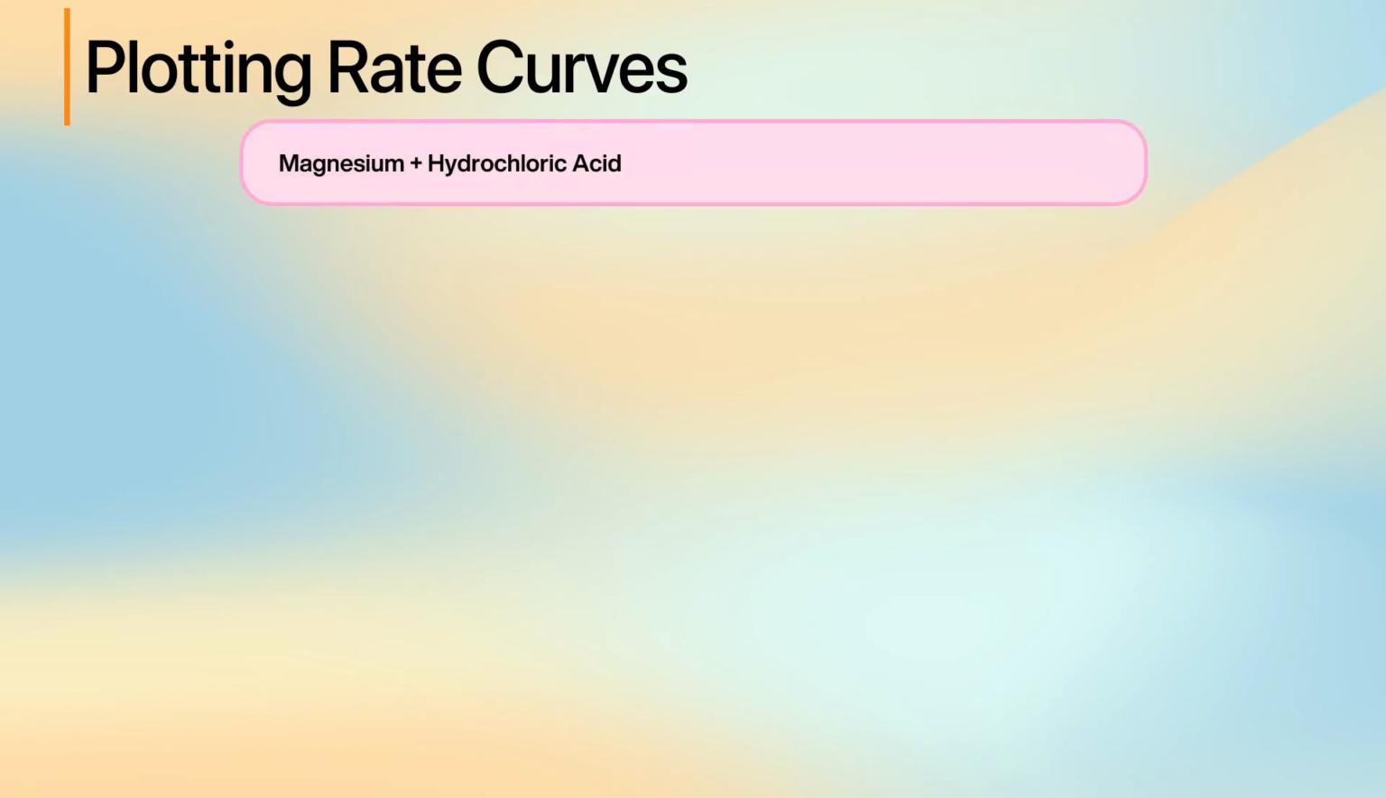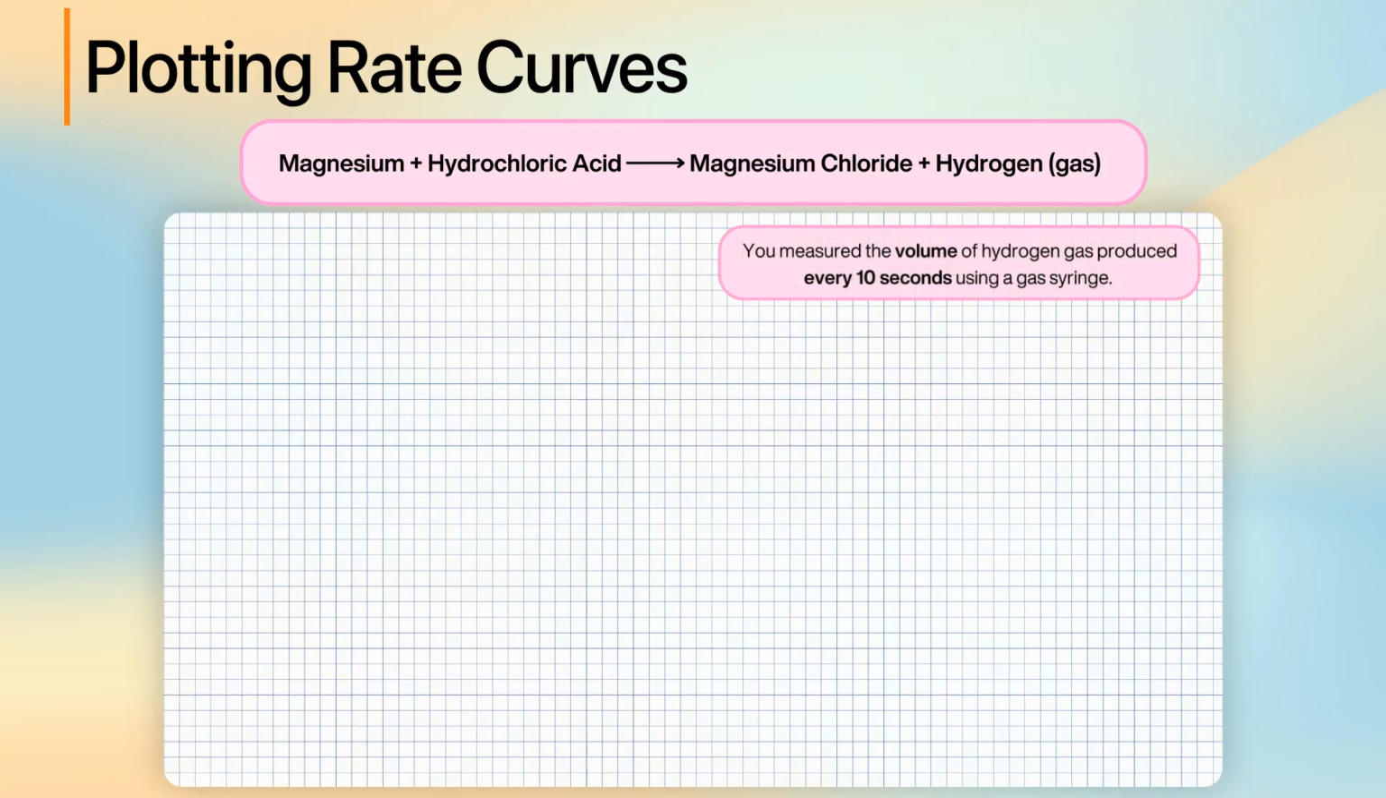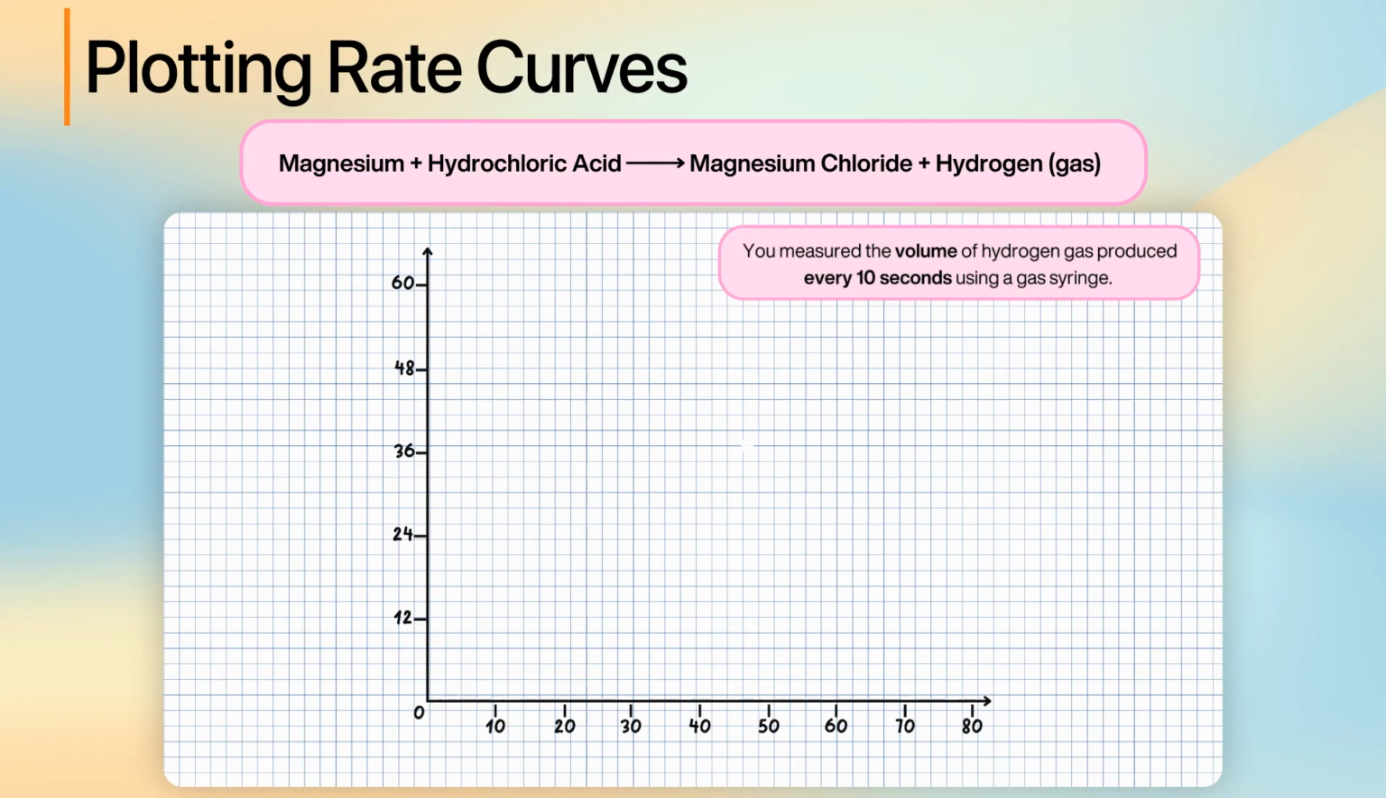For example, suppose you carried out a reaction between magnesium and hydrochloric acid, where magnesium reacts to form magnesium chloride and hydrogen gas. You measured the volume of hydrogen gas produced every 10 seconds using a gas syringe. On the x-axis, you would plot time in seconds. On the y-axis, you would plot the volume of hydrogen gas produced in cubic centimeters.